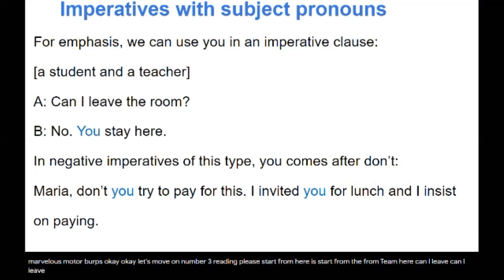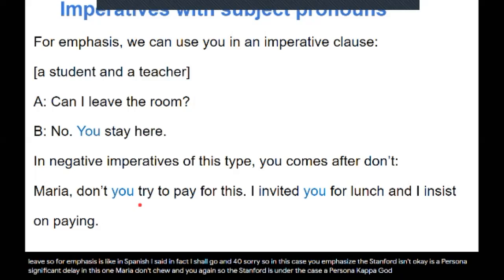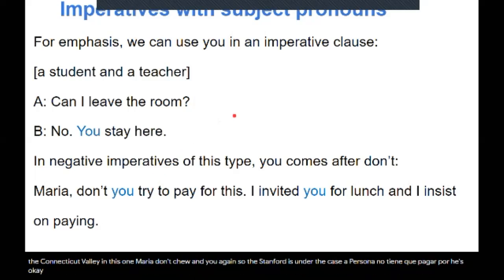Very good. So for emphasis, it's like in Spanish, hacer énfasis, enfatizar algo. So in this case, you emphasize. Está enfatizando que esa persona se tiene que quedar ahí. In this one, Maria, don't you, and you again. So está enfatizando de que esa persona no tiene que pagar por eso. Okay? Questions, vocabulary or pronunciation? Good. Let's go for number four.